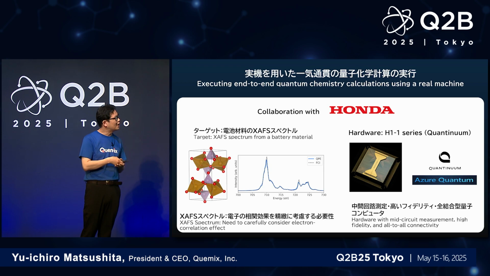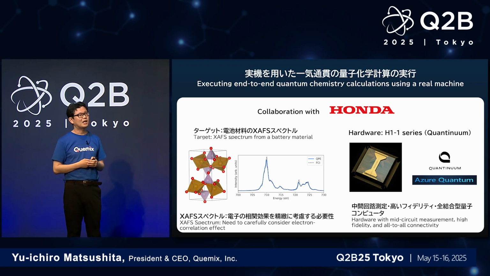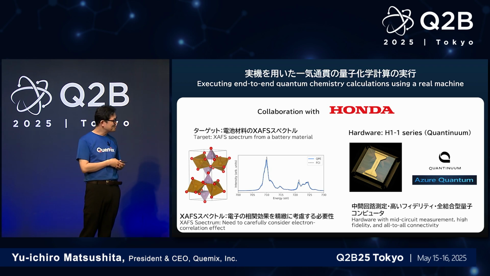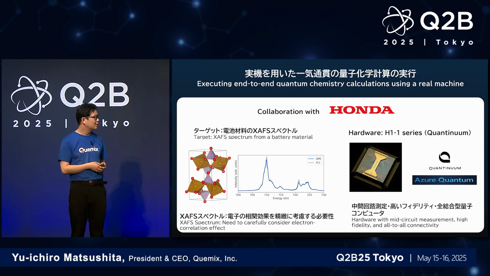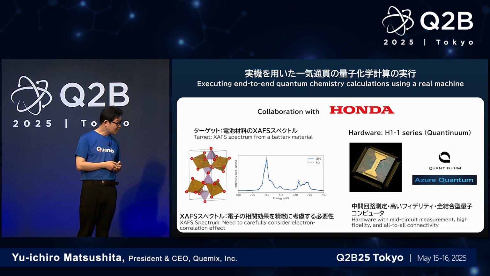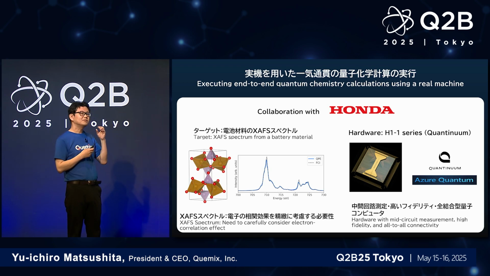So for this target, we use the Quantinuum H1 as hardware, and this time, via Azure Quantum, we use their hardware. The reason why we chose Quantinuum's hardware is that we are able to conduct mid-circuit measurement, and also there's high fidelity, and also there's all-to-all connectivity. Today, their hardware satisfies all those three requirements, which are our specifications. Because of these reasons, we chose the H1 series from Quantinuum.